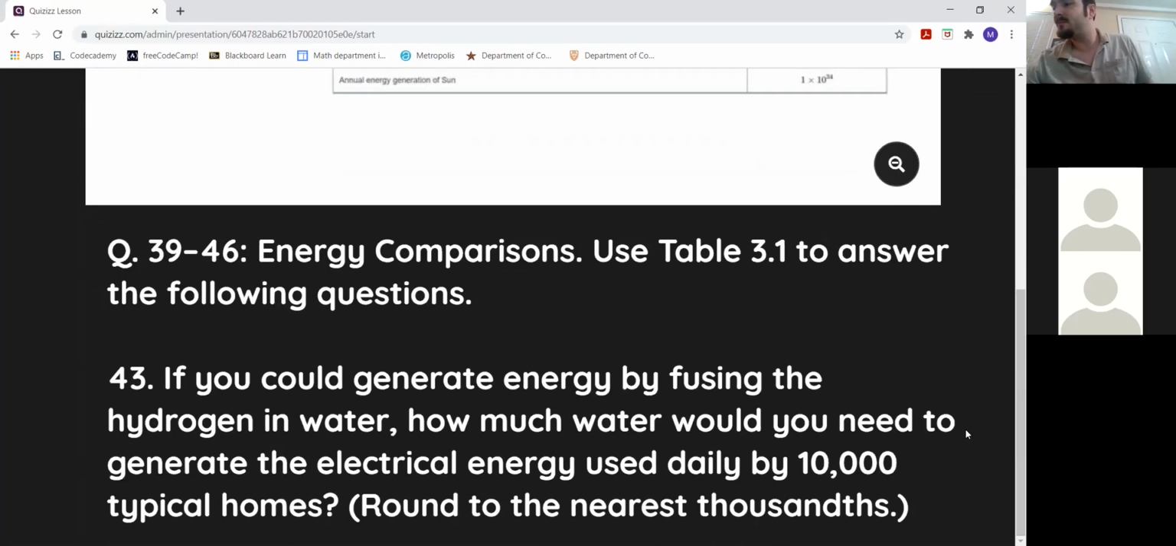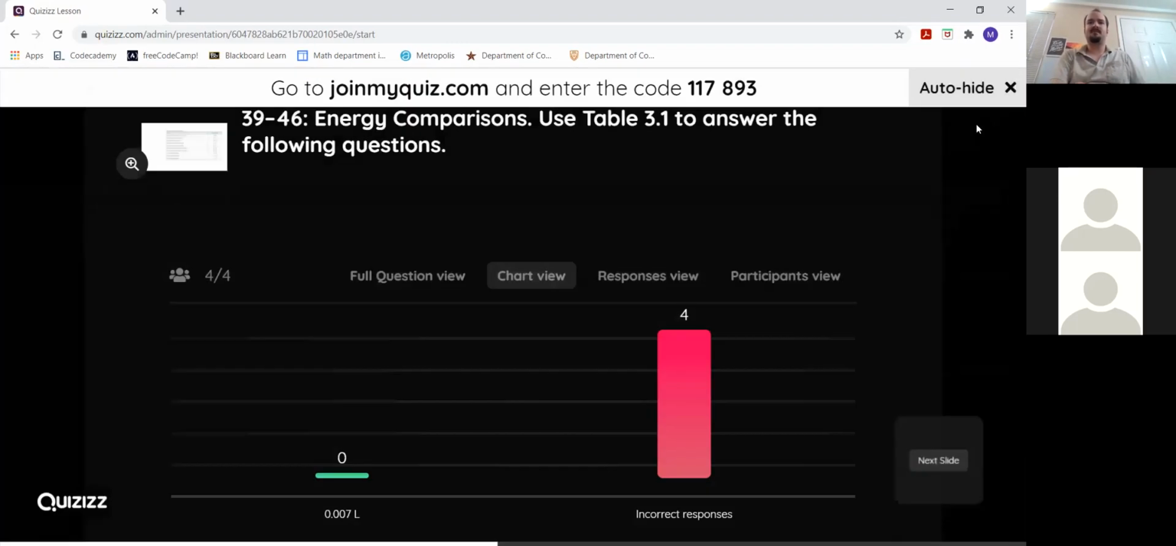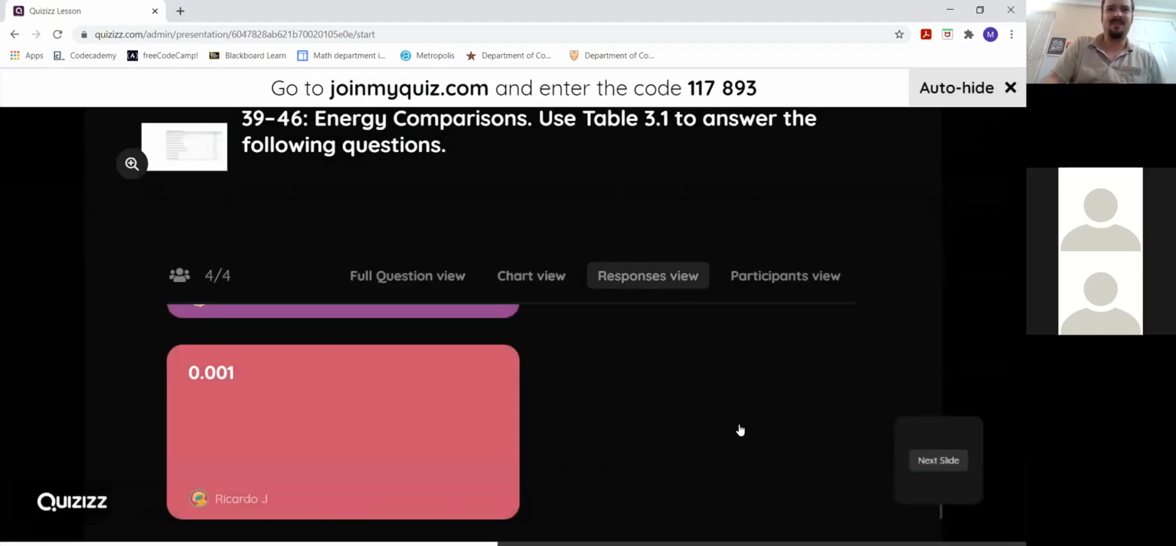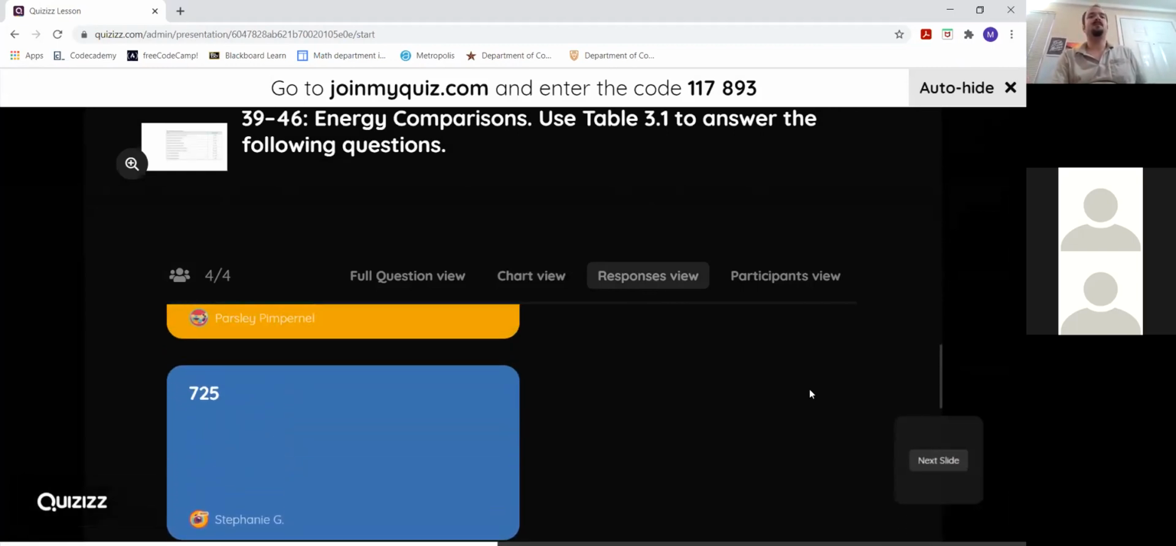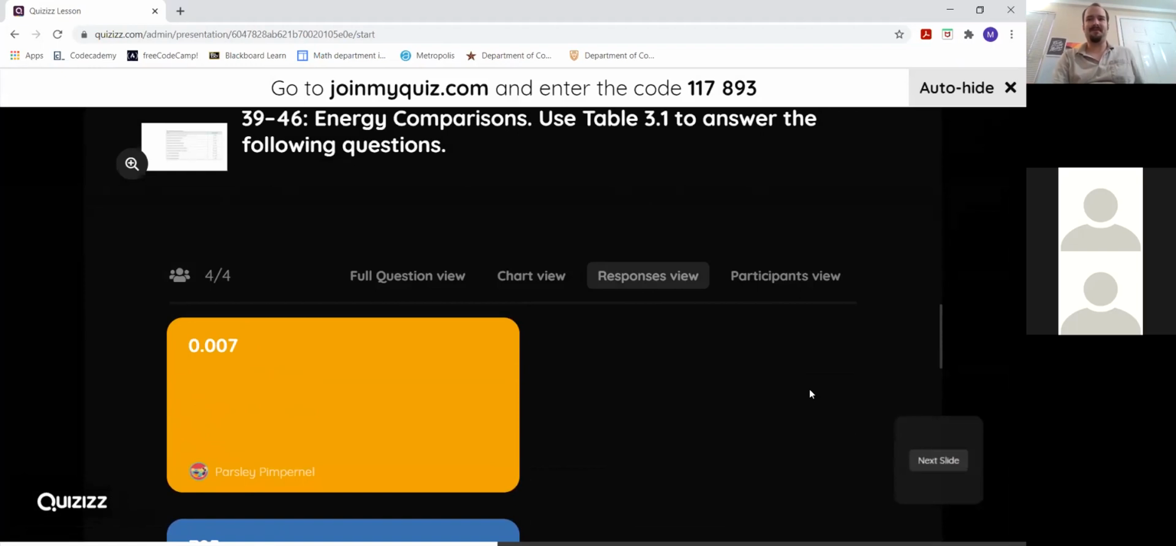Did I get it right? That's such a weird sound. I don't ever know what it does. It gave me incorrect. Why did it do that? I forgot to put units on there. Whoops. Oh, I need to exit out of this full screen. It should be 0.007. What are we saying? 0.001 is a little low. Oh man, we are all over the place.